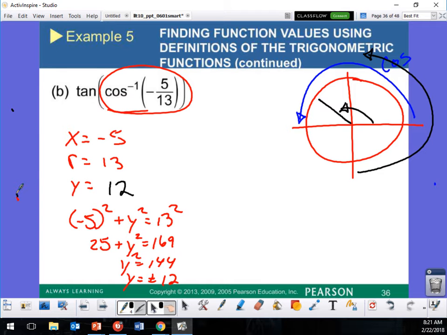Okay. So now from there, I know that tangent's what over what? Y over x. So tan theta is y over x, so it's 12 over negative 5.